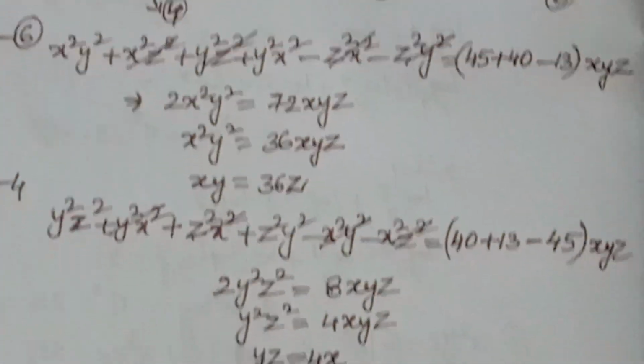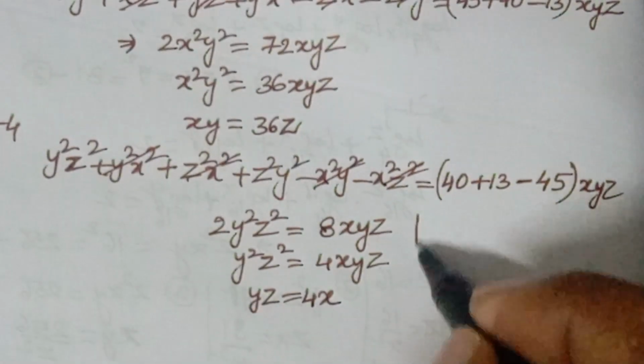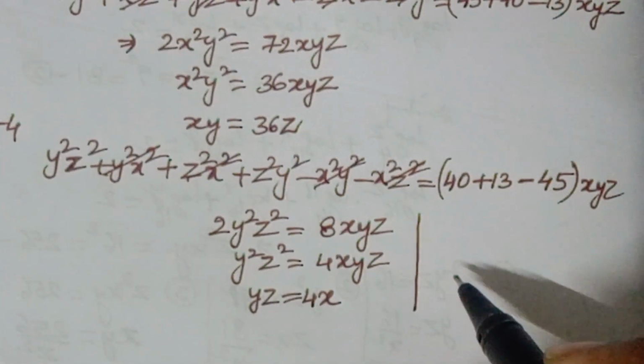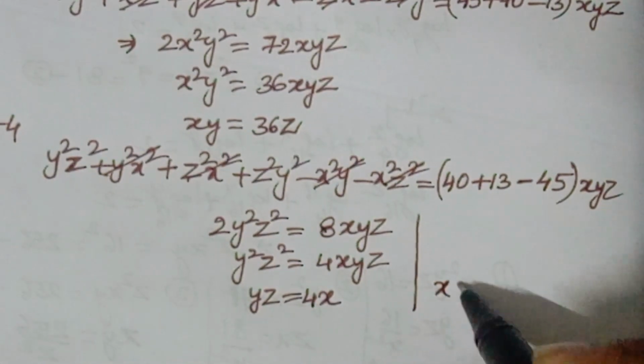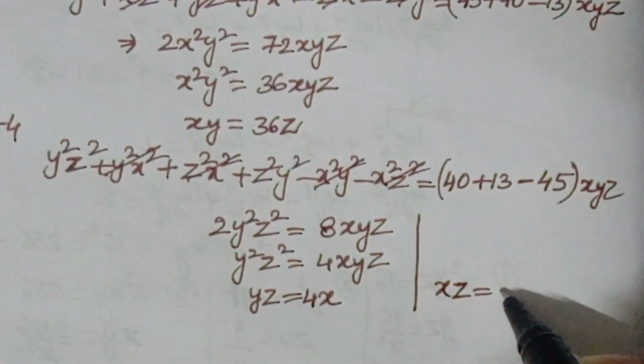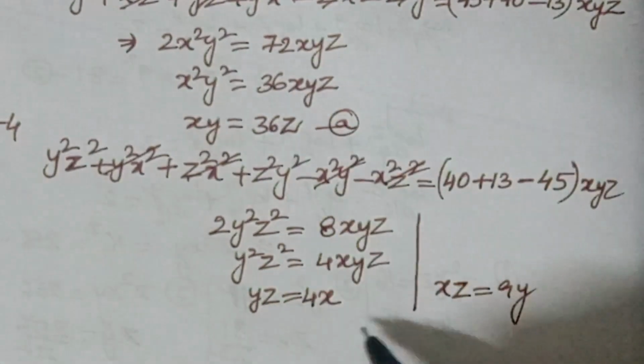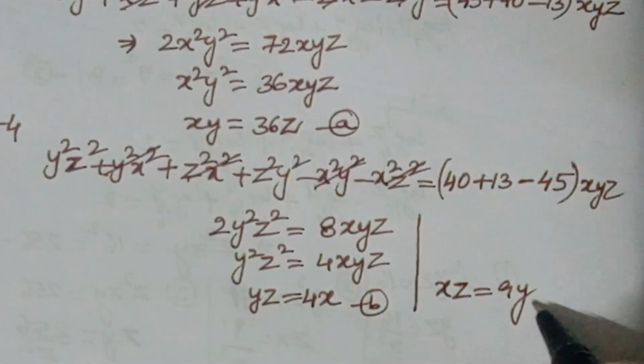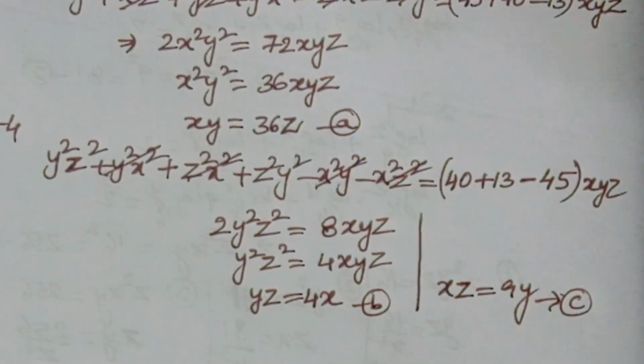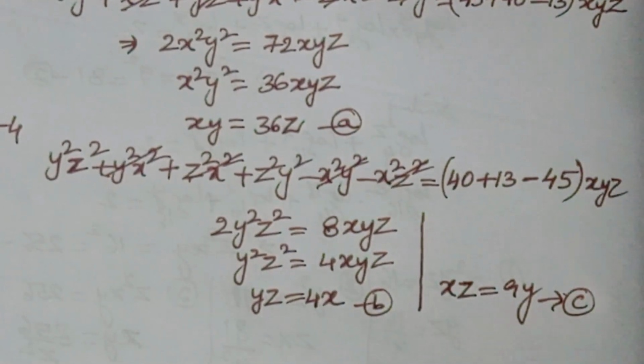In the same way, you can get the other one also: xz is equal to 9y. Let these be a, b, and c. So you are taking a, b, c.